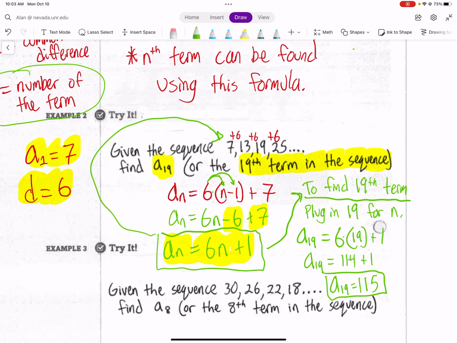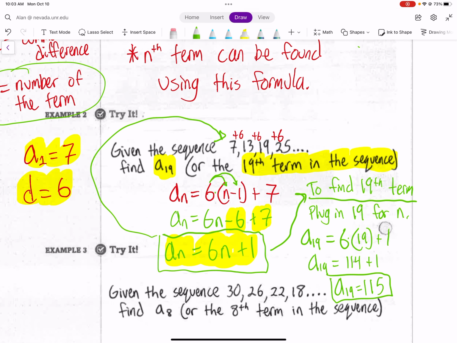Give you guys a second to make sure we have all that written down. Again, we started with identifying a sub 1 and d. We plug in our a sub 1 and d into our formula. We simplify our formula, and then we plug in what term we're trying to find. We tried to find the 19th term, so we plug in 19 for n and simplify to get that 19th term.